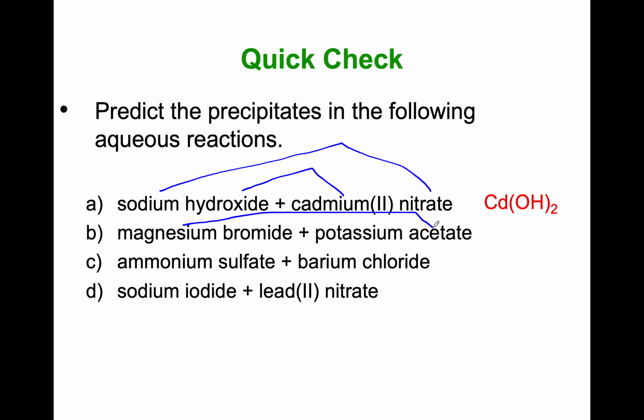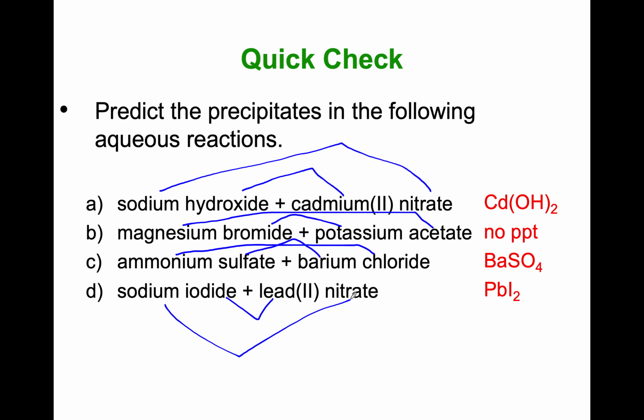Magnesium acetate, potassium bromide, both of those are soluble, so no precipitate forms. Ammonium isn't a metal, but it's a cation, and barium and sulfate. Barium sulfate, example of an exception, that's a solid. And then lastly, lead again, we saw that before, lead iodide, sodium nitrate, that's the solid that forms there. So this is the first part, is just applying the rules. Can you predict what solid will form? What's the formula of the solid?